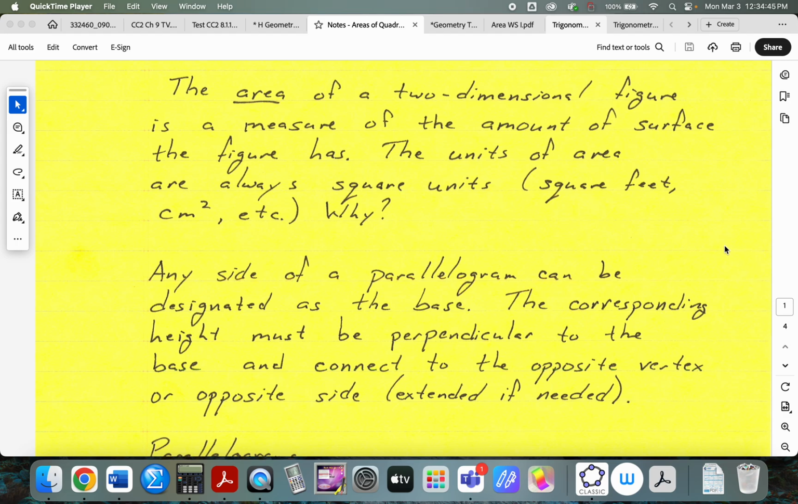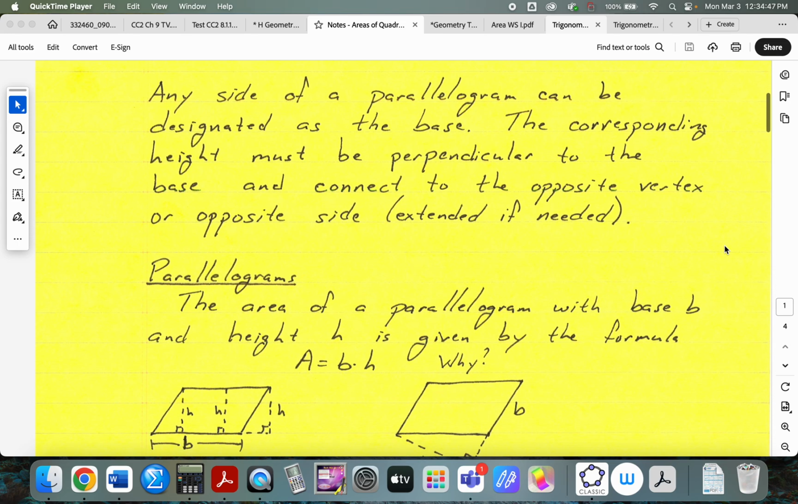All right. A reminder, any side of a parallelogram can be designated as the base. It doesn't have to be what's on bottom. Most of the time we do use what's on bottom, but sometimes it's better to use what's on the side as the base. The corresponding height must be perpendicular to the base and connect to the opposite vertex or opposite side.